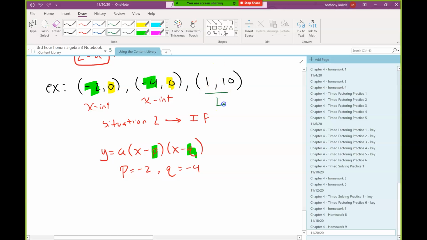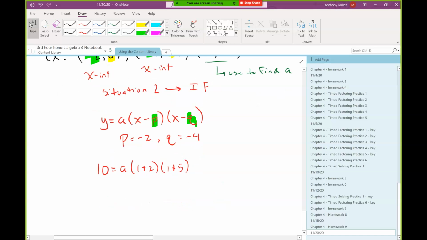How are we going to find a? We're going to use that third point as an x and a y. So we'll plug in our values for x and y and p and q and solve for a. So y was 10, x was 1, p is -2, and q is -4.